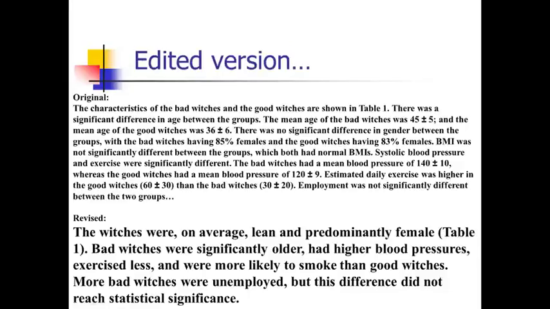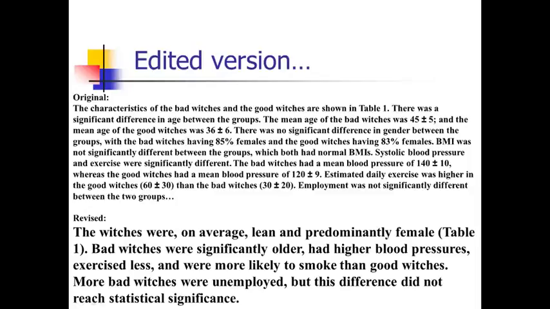It would say something like, the witches were on average lean and predominantly female. And here I'm just referring to Table 1 because I think my readers can figure out that it's a descriptive table. I want to point out that they were lean and predominantly female. Those are important characteristics about witches in general. I don't need to say the groups didn't differ on that, because again, the reader can go to the table and see that, and that's kind of implied here.